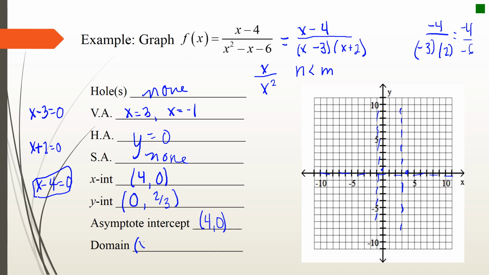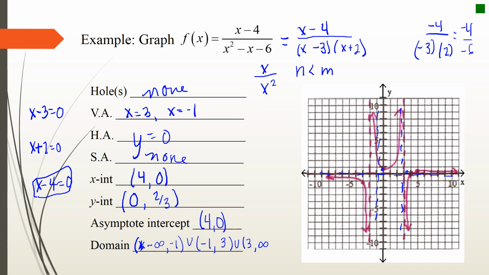So x, oops, I'm sorry, negative infinity to -1, -1 to 3, and 3 to infinity. And we can put that on the graph. That looks something like that. Oh, I just now noticed that that should be a 2. I didn't read my own writing. So that's a 2, and that's why it's at x equals -2 instead of -1.